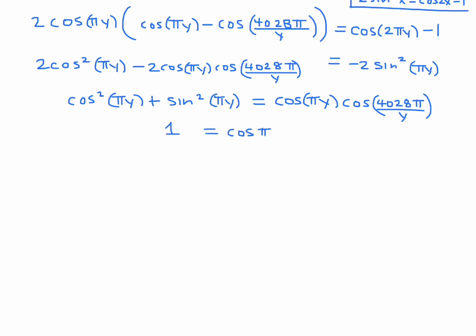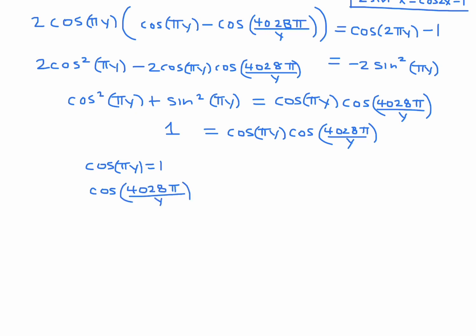Now, at this point, we have to start thinking about how we're going to proceed with this equation. Well, one solution is that cos pi y is equal to 1, and the cos of 4028 pi over y is also equal to 1. If both of these are 1, then this would work. And I think this is sufficient.